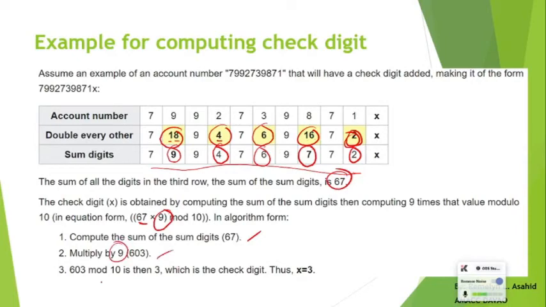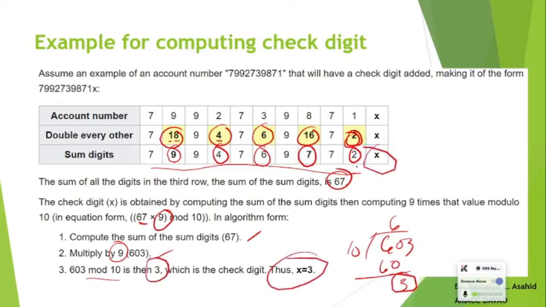Then, that is 603. Then, kunin mo yung mode niya with 10. So, 603 mode 10. So, divide mo yan by 10. So, that is 60 remainder 3. So, we got 3. So, ang x natin or the check digit natin is 3. So, yun lang yan. Okay? Now, that's the final answer. That's the check digit of this account number. Okay?